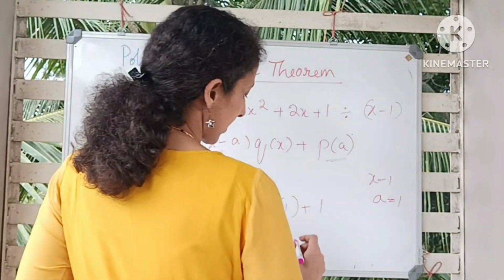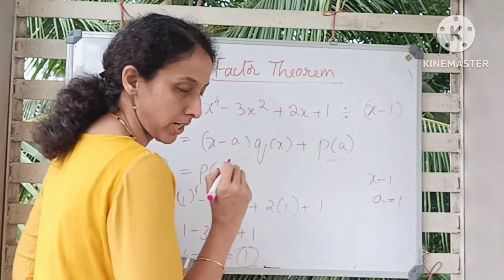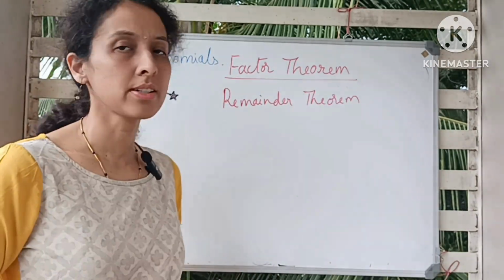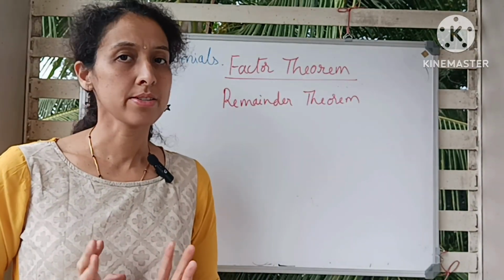Therefore the remainder is 1. In this video, we tried to understand the factor theorem and remainder theorem and solved some of the problems.